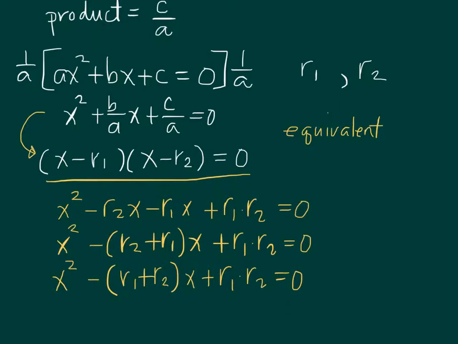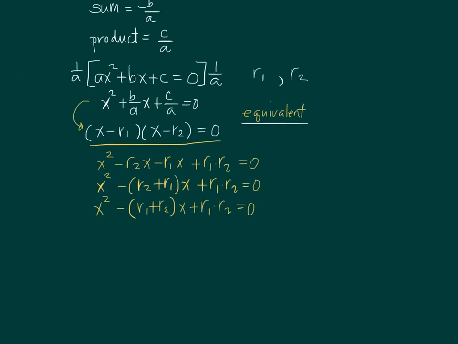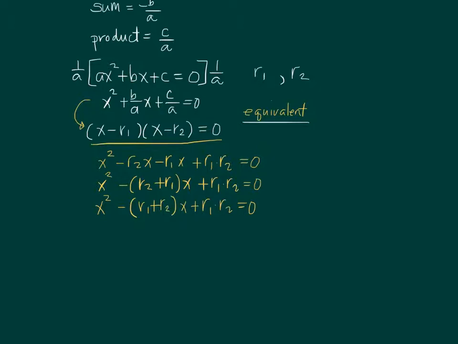Okay? Now, remember what I told you about the two equations being equivalent. So if I will have now the other equation written just under the expanded form of x minus r1 and x minus r2, you will clearly see the relationships of the roots to that of the coefficients a, b, and c. Okay, so let's bring this down here. So we have x squared plus b over a x plus c over a is equal to 0.